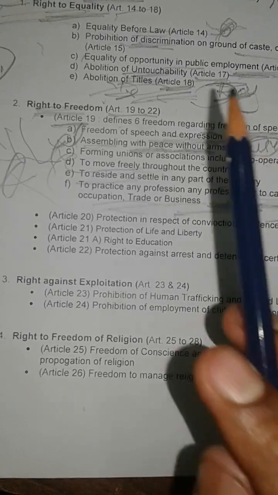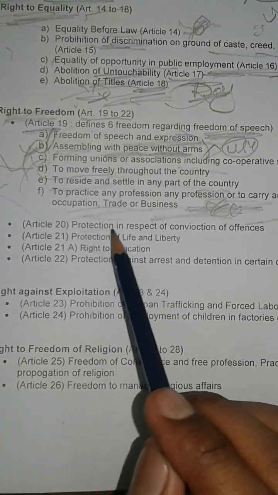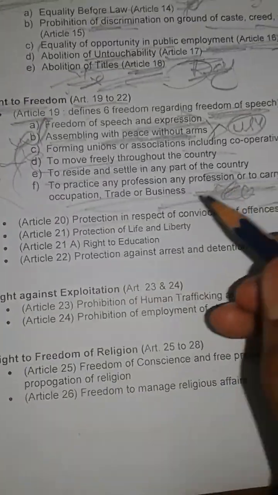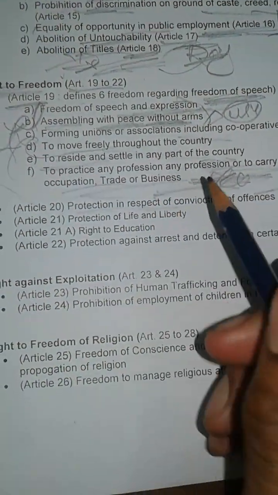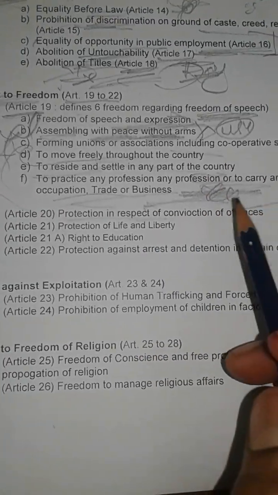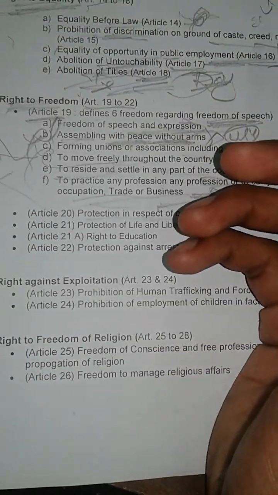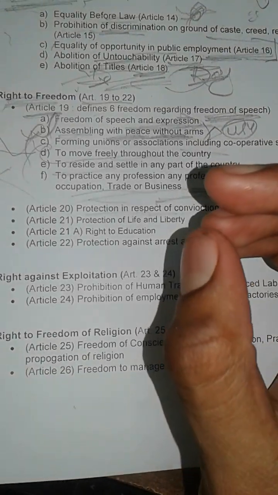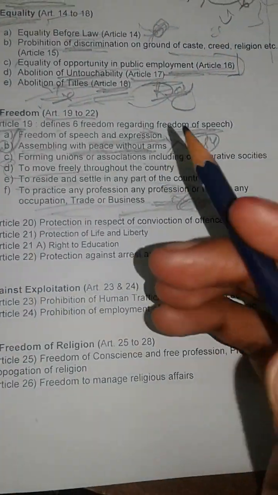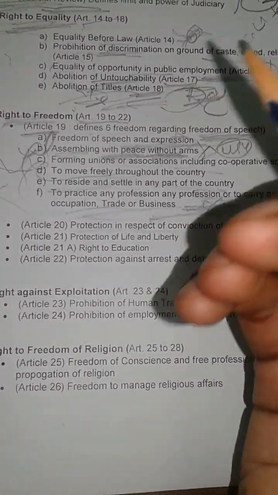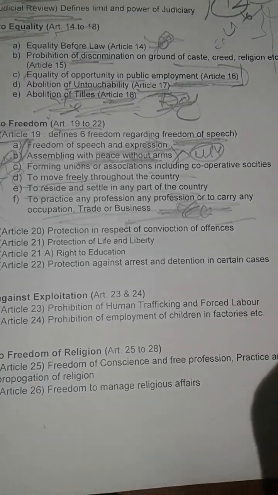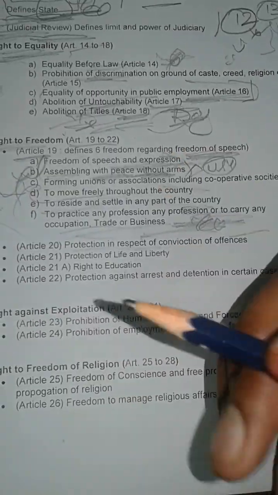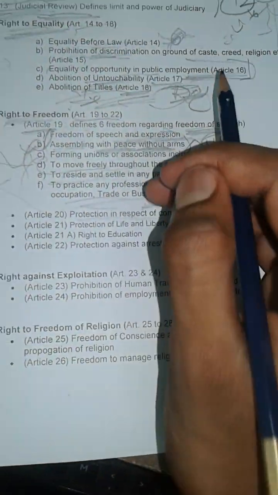Now Article 20 deals with the protection in respect of conviction of offences. Article 20 is a very important article of our Indian Constitution, which tells about the protection in respect of conviction of certain offences. What does this tell? We all have heard about the accused. Once again I repeat, no person accused of any offence shall be compelled to be a witness against himself.